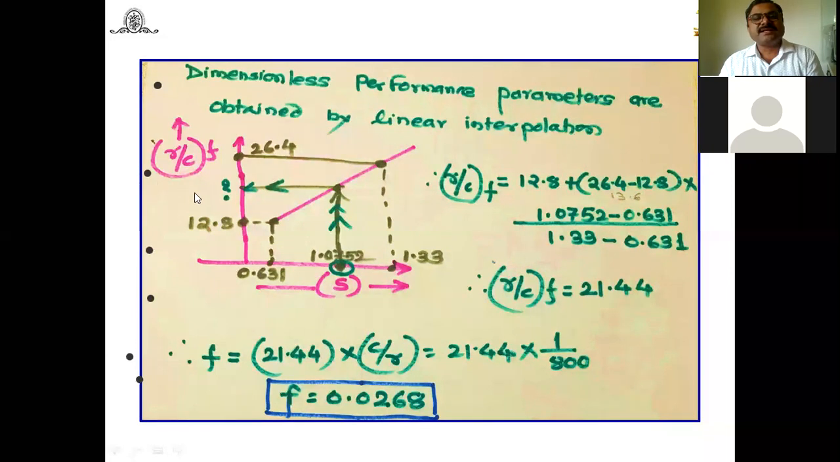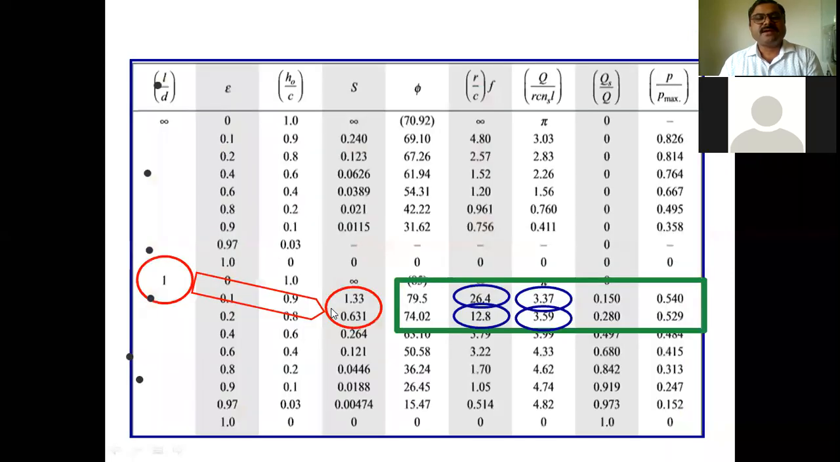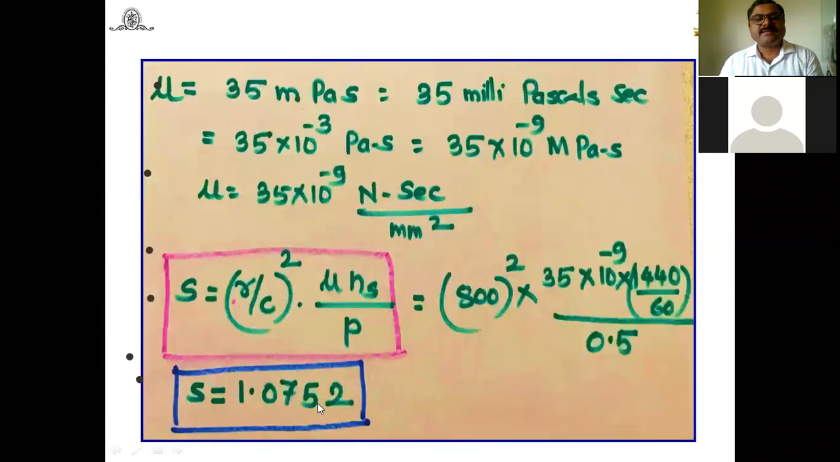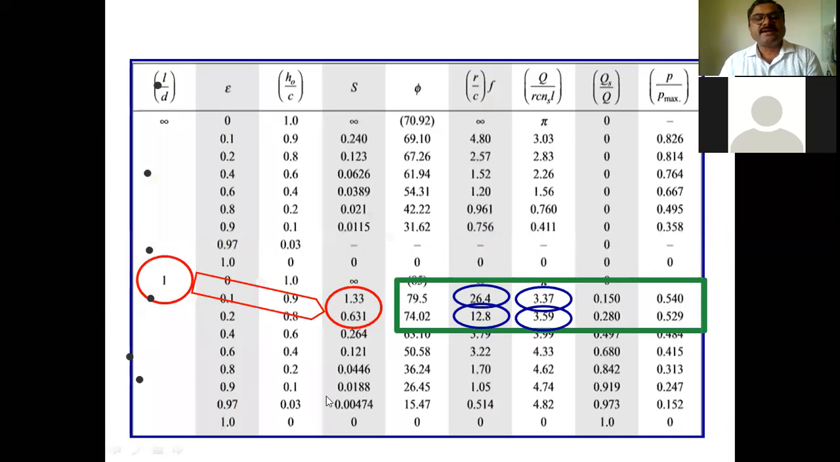First of all, find out the CFP variable, the coefficient of friction variable. For that purpose, on the y-axis is R by C into F, and on the x-axis is S, because we are going to select the value from the Sommerfeld number. Now here you will find our Sommerfeld number value, that is 1.0752. It lies in between these two values.